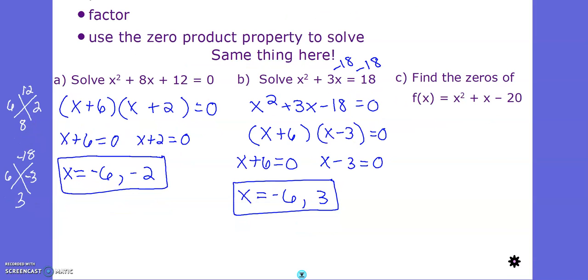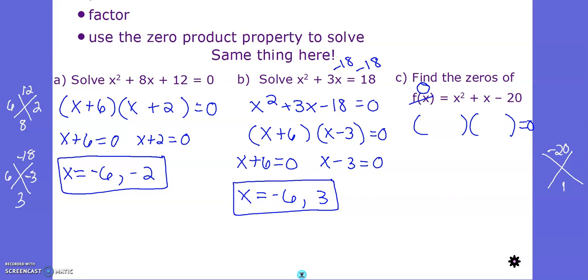Our last example here is the same, solve. It just asks me in a different way. It says find the zeros of the function. Well, we know what that means. We just make this part f of x equal to 0 and then solve. So I'm going to set up my parentheses. I'm going to set up an X box over here, negative 20 on top, and a 1.